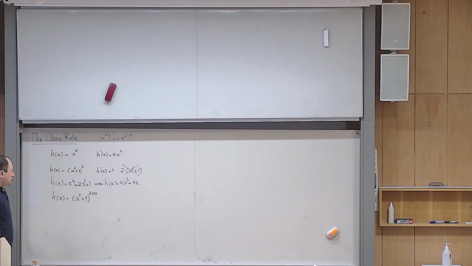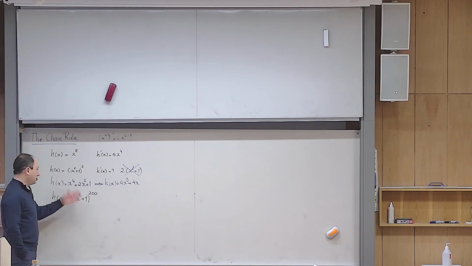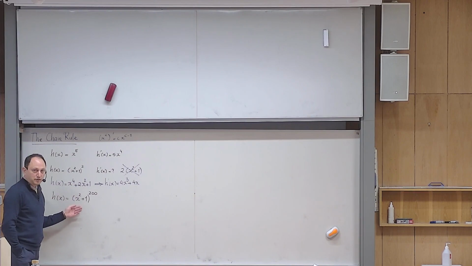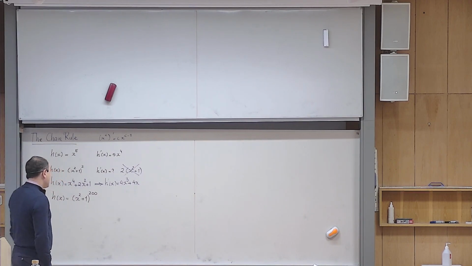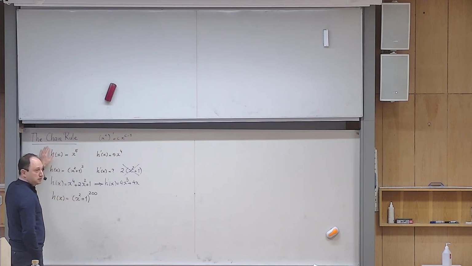Okay, so what are we supposed to do then? Either we have to give up on finding the derivative of this function, or we have to find a more efficient way. And the answer is that yes, we are going to find a better way to do it, and that is the content of the chain rule.